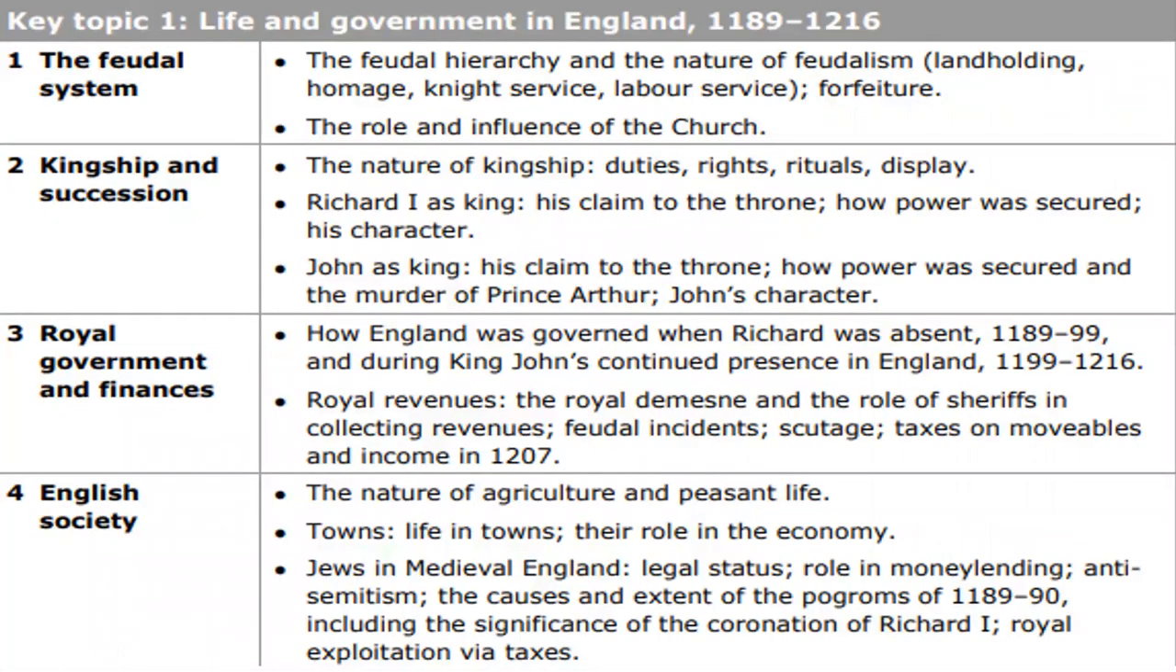So if we look at the syllabus, the exam board expectations, we are on this topic here: how England was governed when Richard was absent. These dates here are key. 1189 to 99 was when Richard was king. And then 1199 to 1216 was when John was king. We've got to look at how England was looked after when Richard was absent, but then also look at how England was looked after while John was there, and look at the similarities and differences in their ruling.